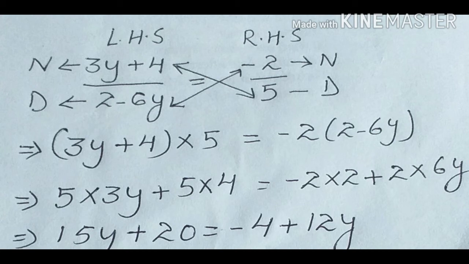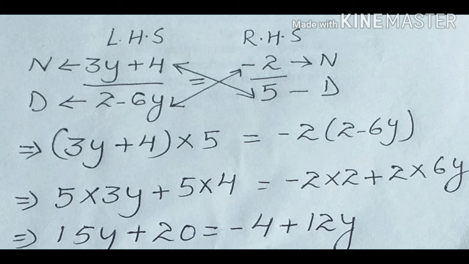Now in the right hand side, -2 you have to multiply with (2 - 6y). So -2 as it is, first we have to multiply 2, so we'll get -2 into 2. Clear? Now next you have to multiply the sign also, that means -2 and -6, minus into minus will be plus. So we have to multiply 2 into 6y.